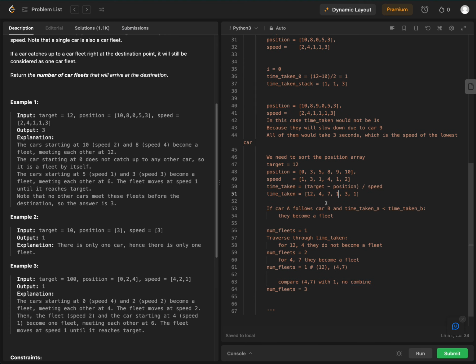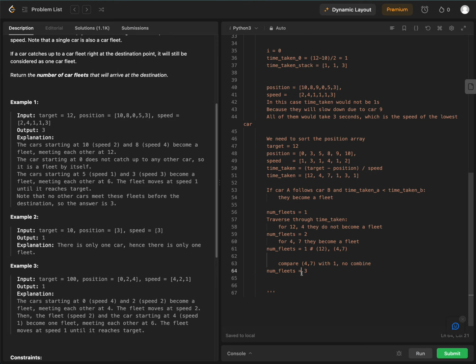And then now we have 7, 1, 3, 1. Combine 4, 7 with 1, no combination. Compare with 1, right? No combine. Fleets are now, right, and then now we're looking at 1. 1 definitely reaches the position first before this, right? So with 3 combine, right?